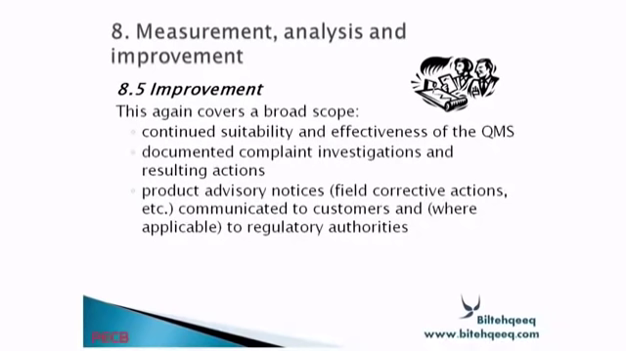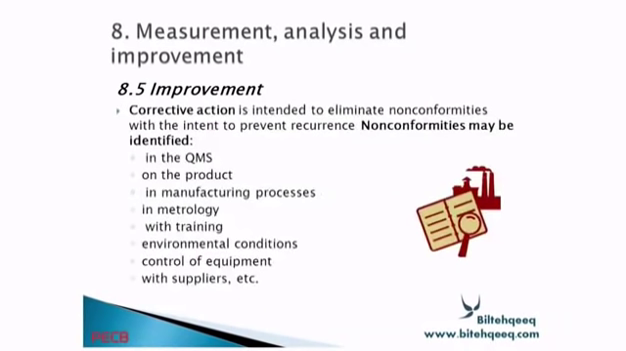8.5 is related to improvement. This again covers a broad scope: continued suitability and effectiveness of the quality management system, documented complaints, investigation and resulting action, and product advisory notes. This is field corrective action, communicated to the customer and, where applicable, to the regulatory authorities. Improvement also covers corrective actions.